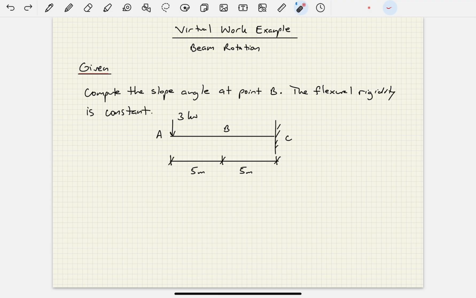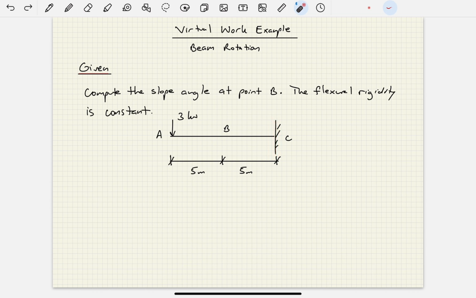In the given information, we're being asked to compute the slope angle, also known as a rotation angle, at point B. And we're being told that the flexural rigidity is constant for this beam. So here we have a cantilever beam. The free end is A. We have this intermediate point B that we're interested in. And then the fixed point is C back here.